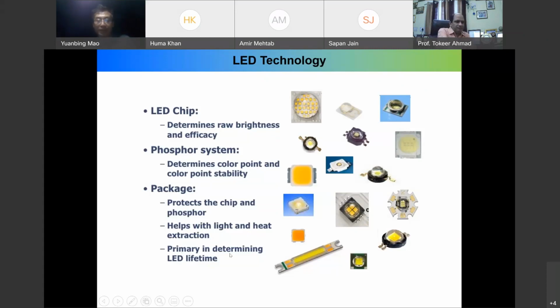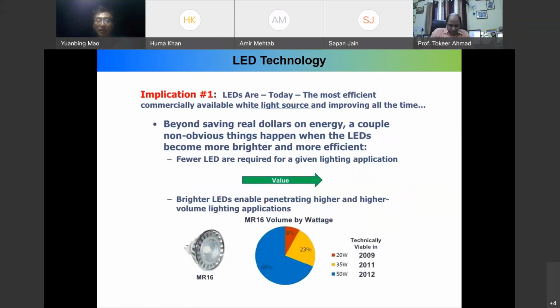It is primarily what determines LED lifetime, because the LED by itself is pretty stable, so it has a long lifetime. The phosphor mostly is as well, but the package is sometimes the weak point. That's why it says it is primary in determining LED lifetime. And this all shows different designs and different shapes. You can see LEDs depend on the applications. So how do we get that? I'll talk a little bit about that.